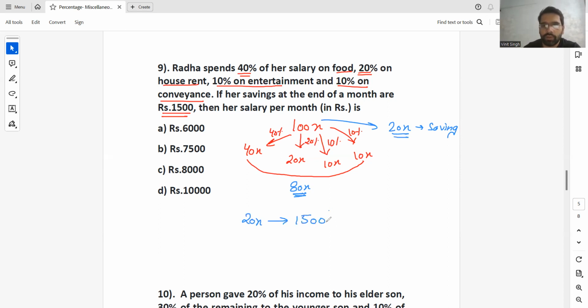1,500. We will multiply by 5. Here we will get 100x is equal to 7,500. And we have to find her monthly income, which is equal to 100x. 20x is equal to 1,500, and now 100x is equal to 7,500. Now, the next question.